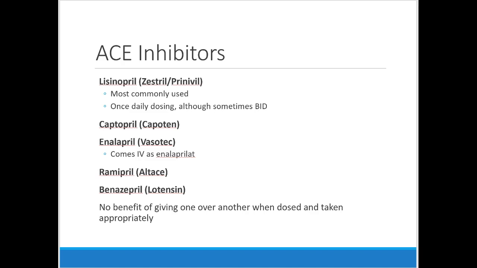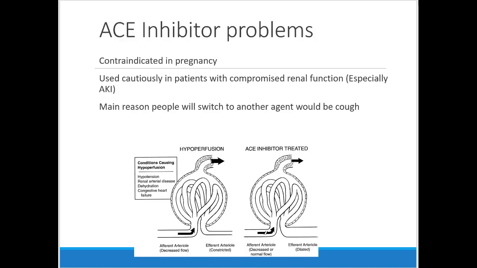I think I would always start with lisinopril just because it's well known, it's common, it's cheap. The rest of them have varying degrees of success. As far as dosing, the interval might be different, or they might be more expensive. Problems with ACE inhibitors: they are contraindicated in pregnancy, so that is one patient population we aren't going to use them in, and use them cautiously in patients with compromised renal function.